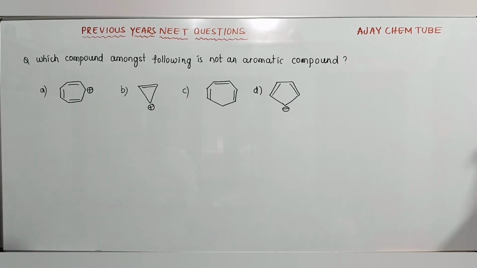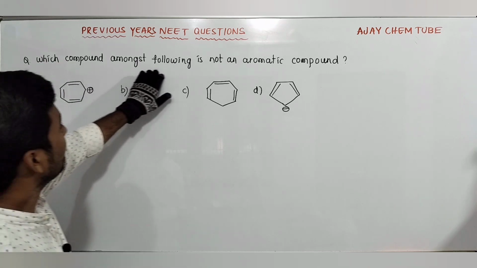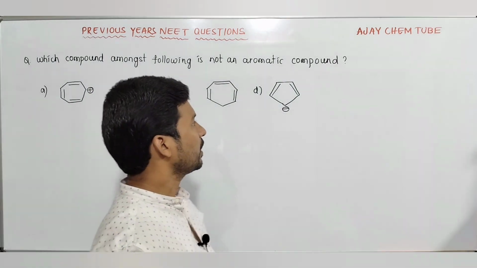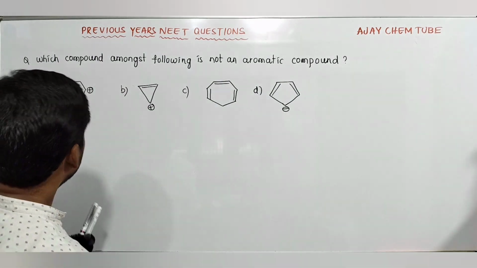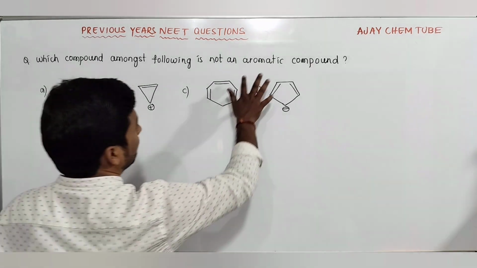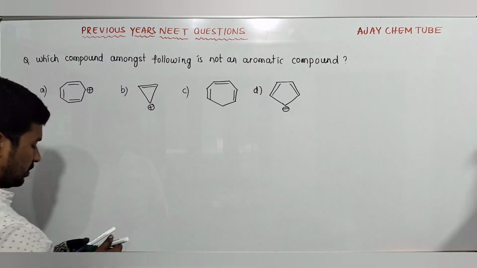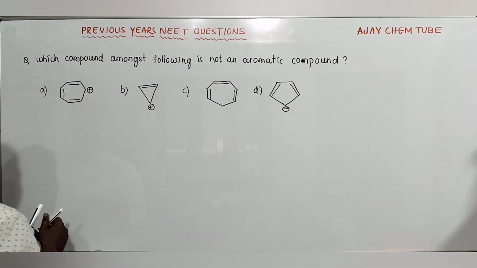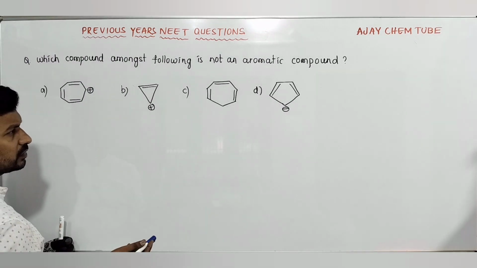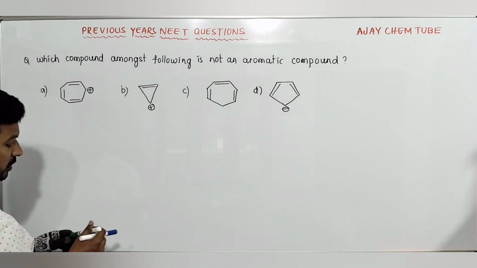Next, see this next question. Which compound amongst the following is not an aromatic compound? Which is not aromatic? Not aromatic means that it is not following Huckel rule.